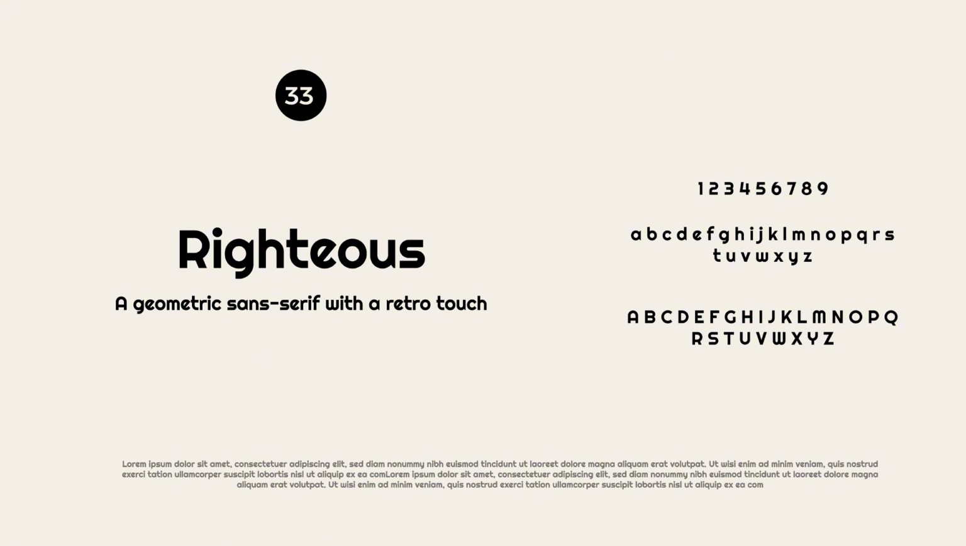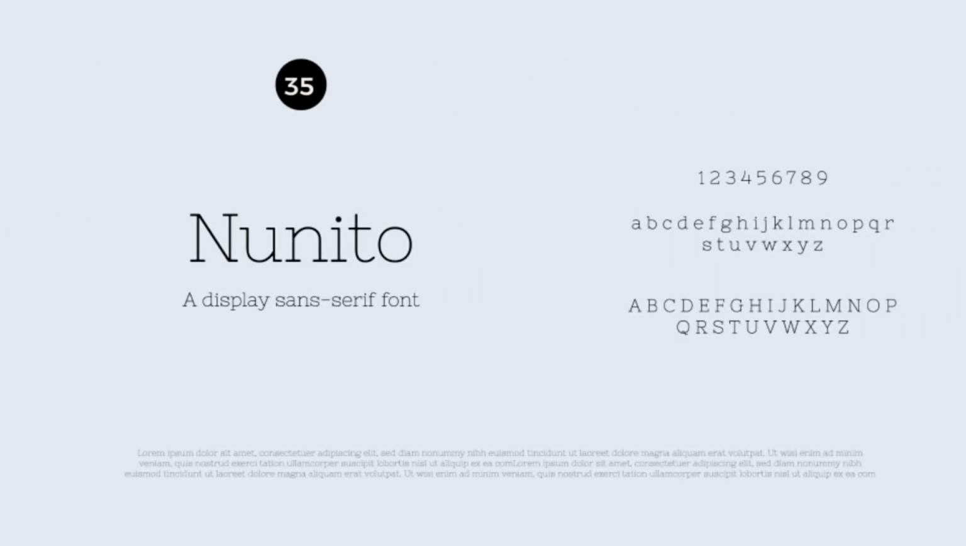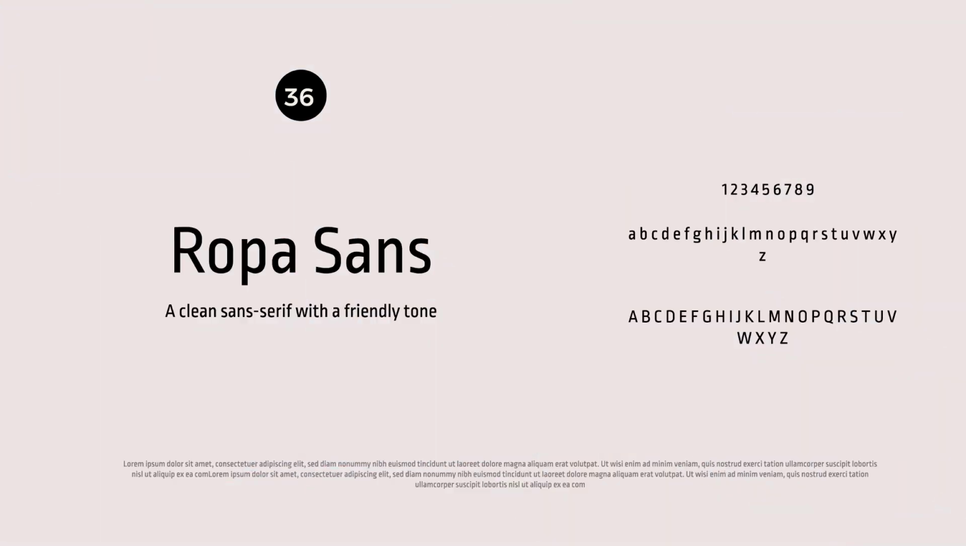Righteous, a geometric sans serif with a retro touch. Fjalla One, a sans serif designed for headlines. Rubik Sans, a clean sans serif with a friendly tone. Hanalei, a tropical-themed display font.